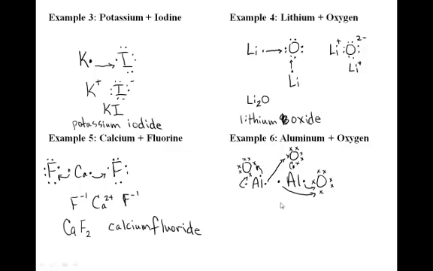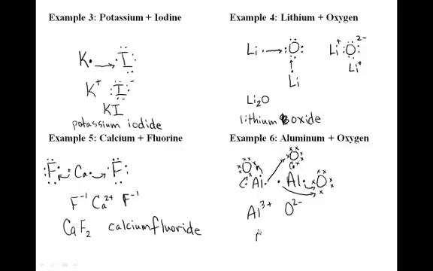Okay, so you notice aluminum was a 3 plus, because each aluminum gave away 3 electrons. And we have 2 aluminums that give away 3. And then the oxygen will be a 2 minus. So we had to find something that worked for both. That's why it took so many of each thing.